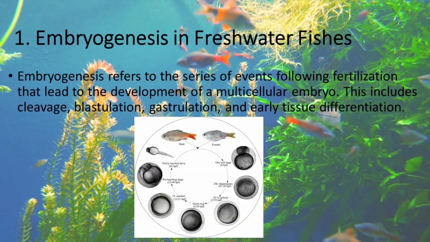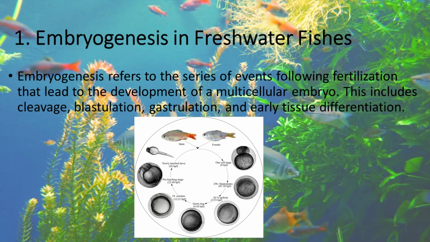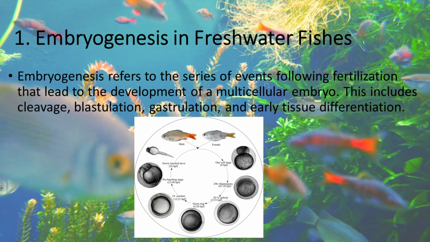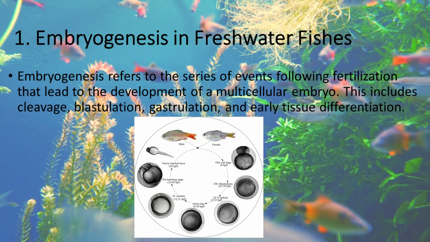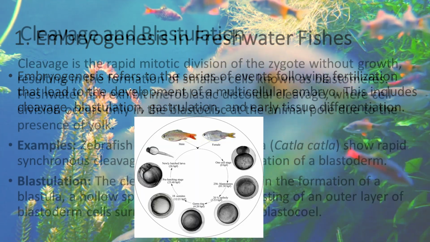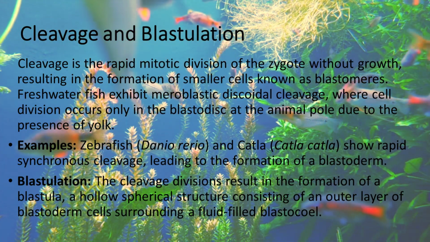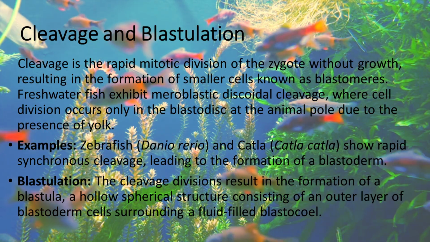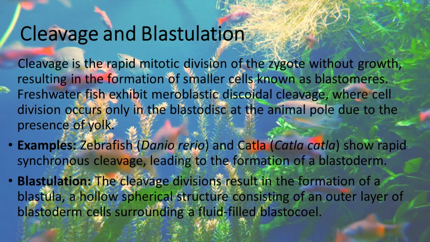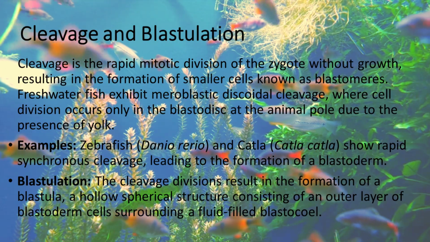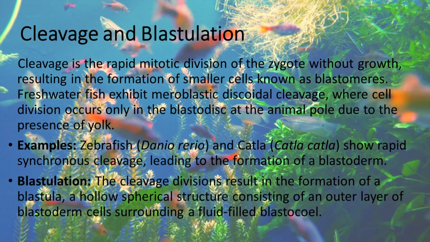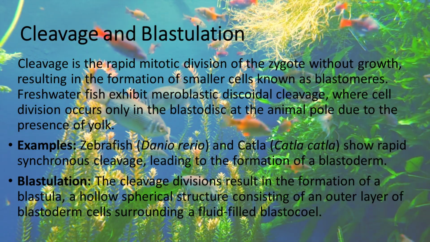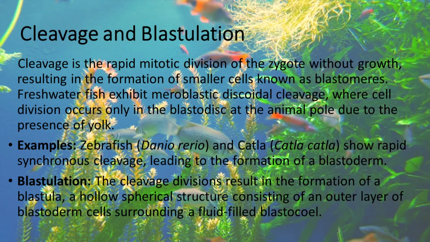1. Embryogenesis in freshwater fishes. Embryogenesis refers to the series of events following fertilization that lead to the development of a multicellular embryo. This includes cleavage, blastulation, gastrulation, and early tissue differentiation. Cleavage and blastulation. Cleavage is the rapid mitotic division of the zygote without growth, resulting in the formation of smaller cells known as blastomeres. Freshwater fish exhibit meriblastic discoidal cleavage, where cell division occurs only in the blastodisc at the animal pole due to the presence of yolk. Examples: zebrafish Danio and catla show rapid synchronous cleavage, leading to the formation of a blastoderm.